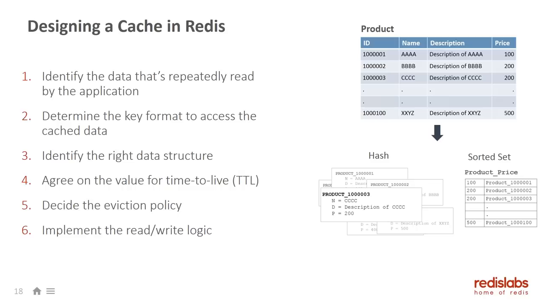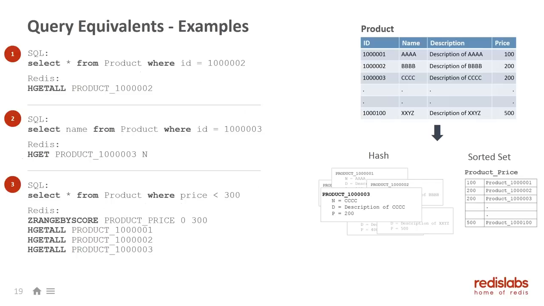And the last thing is you have to read and write the data. You have to implement that logic in your data access layer. So these six steps will help you design a cache with least effort. If you're already using MySQL, you can insert Redis in front of MySQL, follow these six steps and get your cache set up very quickly. And we'll look at some examples here.